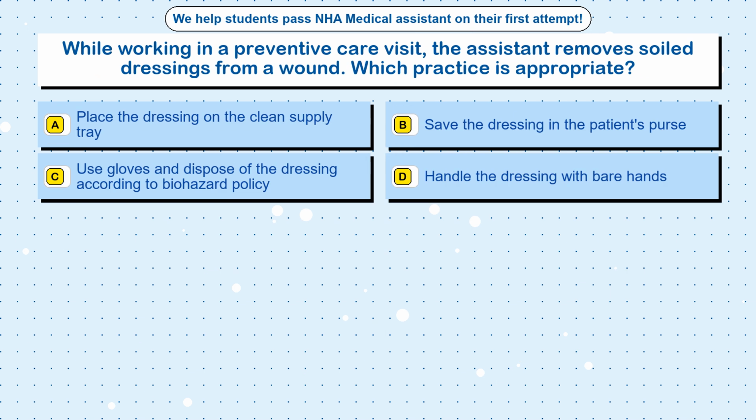Question 23. While working in a preventive care visit, the assistant removes soiled dressings from a wound. Which practice is appropriate? Option A, place the dressing on the clean supply tray. Option B, save the dressing in the patient's purse.